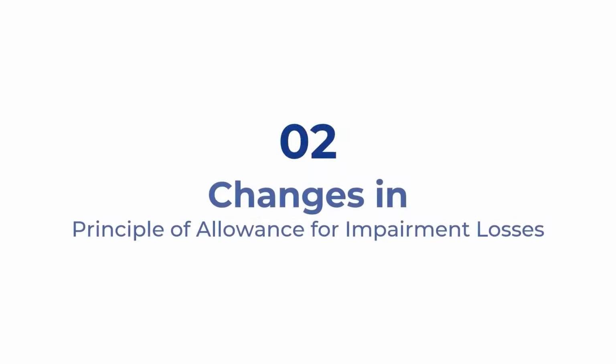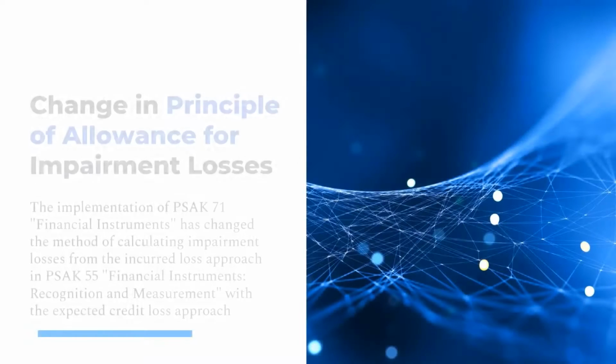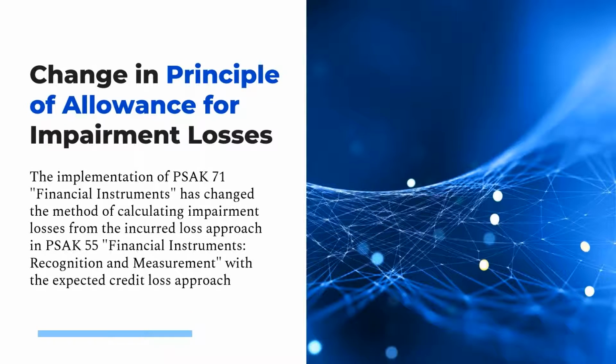The second change is in the principle of allowance for impairment losses, because the implementation of PSAK 71 has caused a change in the method of calculating impairment losses from the incurred loss approach in PSAK 55 to the expected credit loss approach.